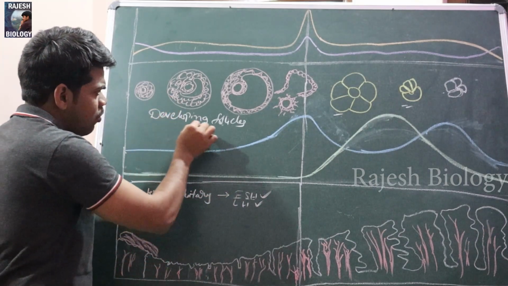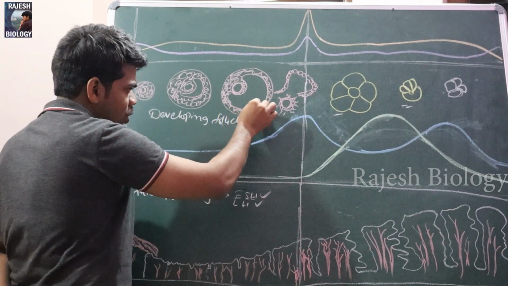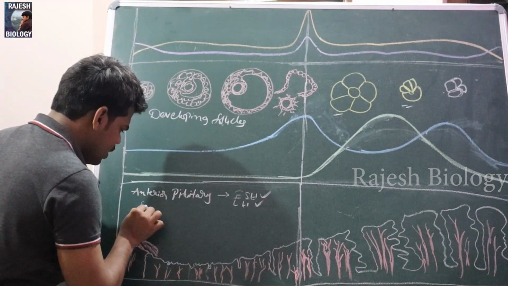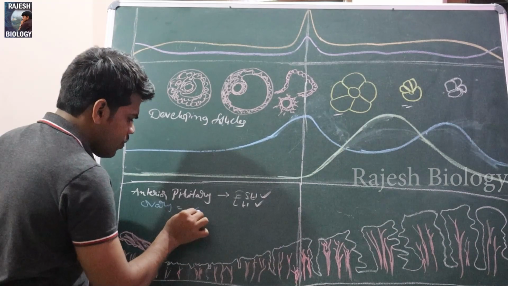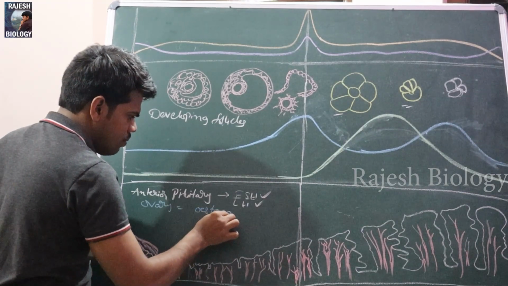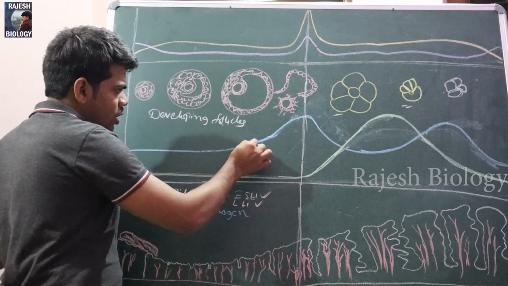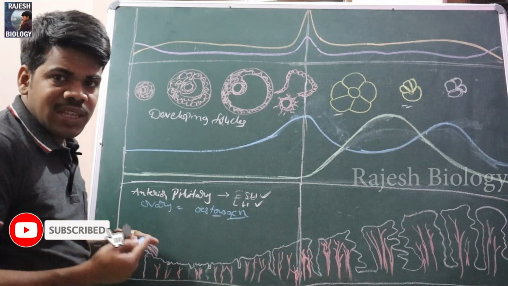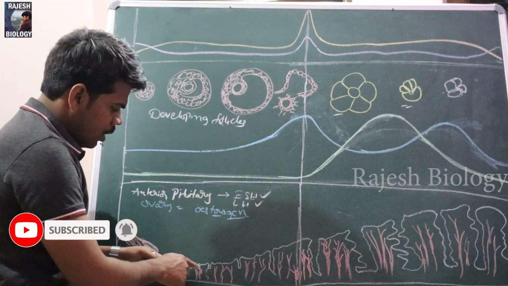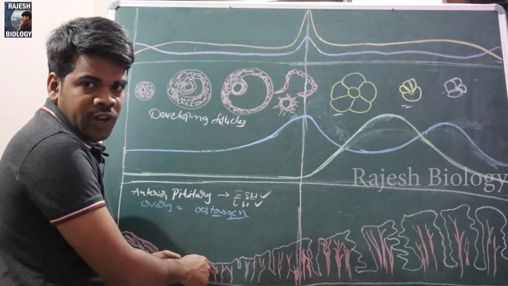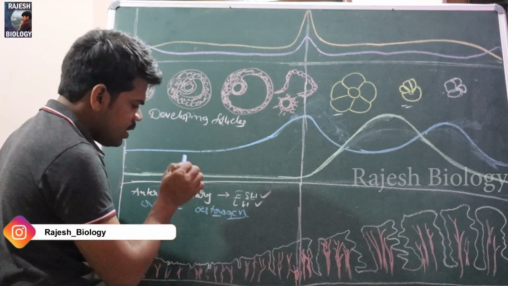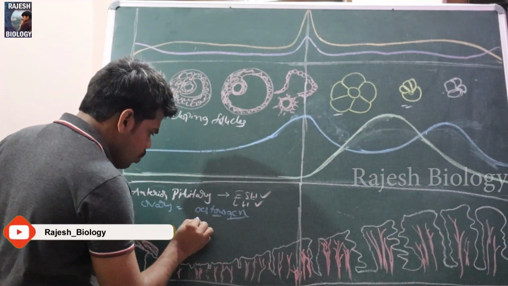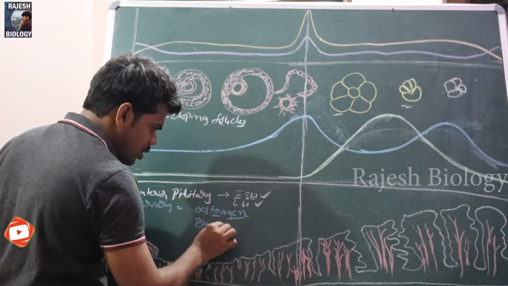FSH stimulates the follicles. The follicle in the ovary releases a hormone called estrogen. Estrogen generates the endometrial wall; the endometrium undergoes proliferation because of this estrogen. And the corpus luteum releases progesterone.